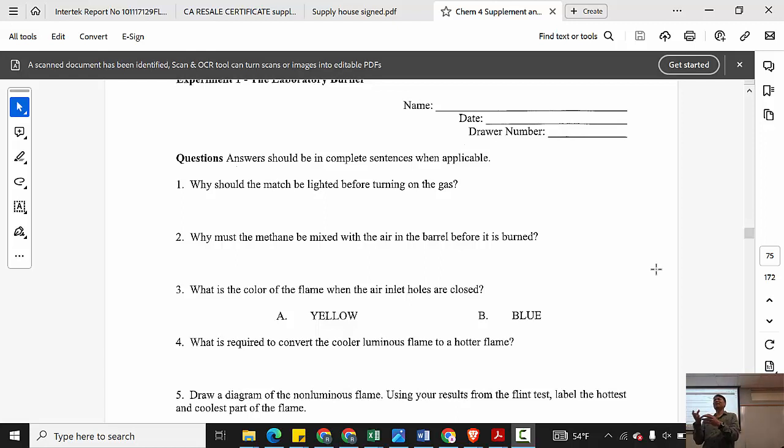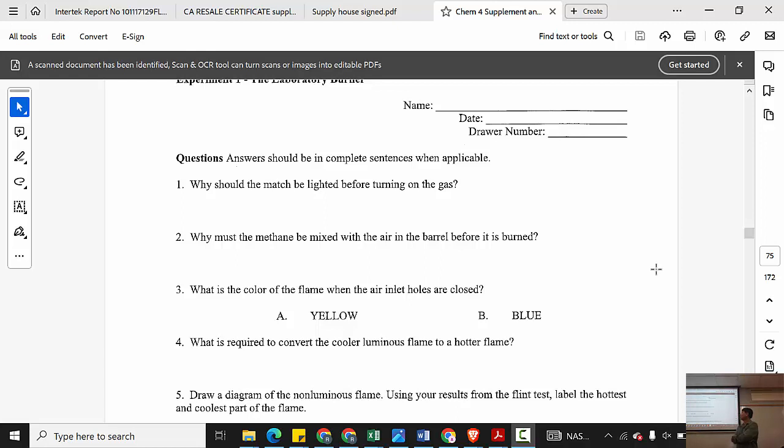Too little air and you'll have unburnt. We could have unburnt methane, that was another possibility, or carbon monoxide or soot. Too much air is potentially a problem too, because too much air could blow out the flame. So we've got to mix the air in the barrel before it is burned to get the right, what we call, stoichiometric mixture. We'll talk about stoichiometry in the next chapter, chapter 7.